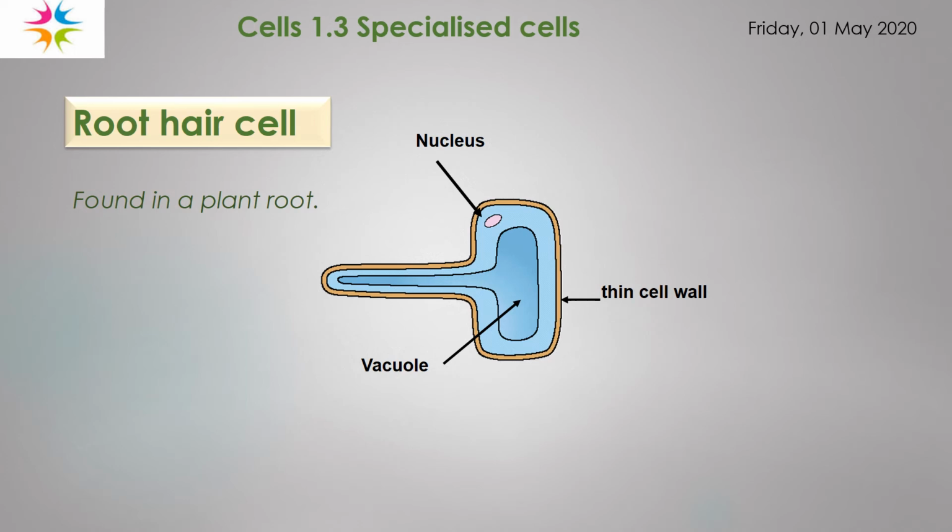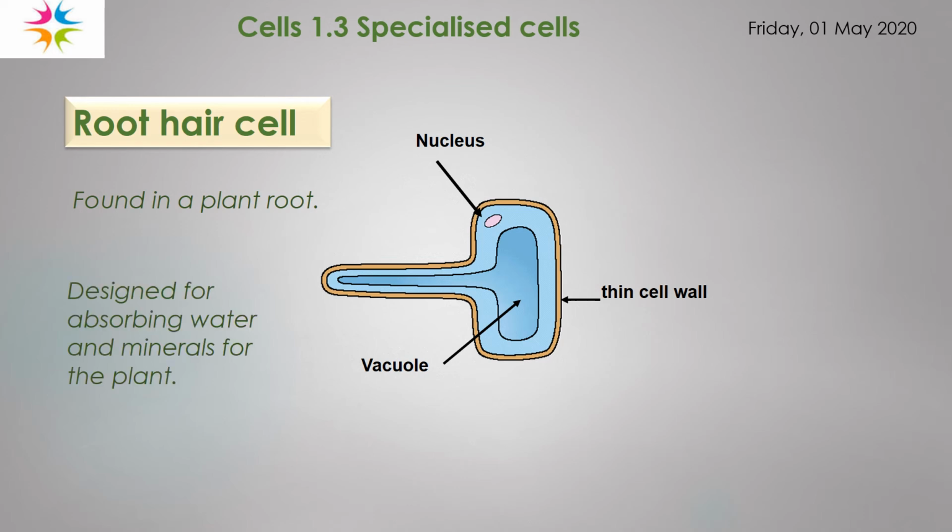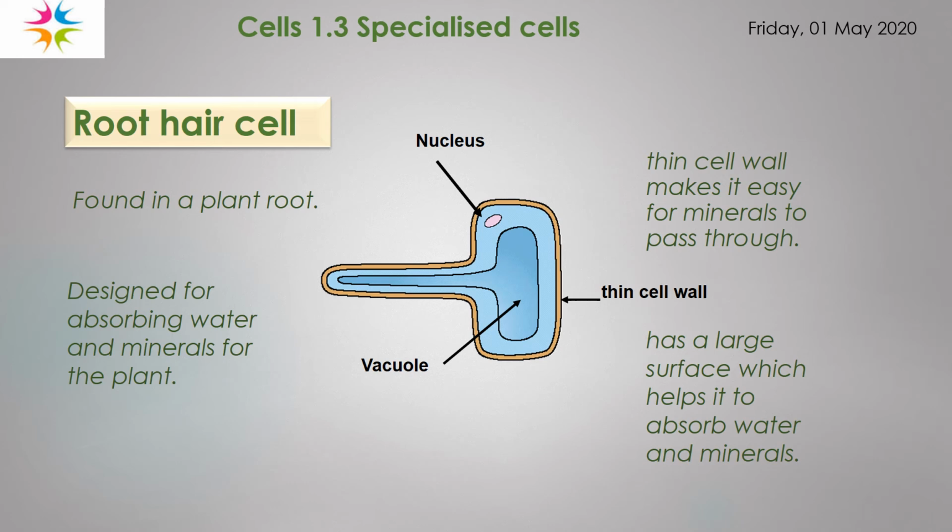Here's another specialized cell in a plant. It's a root hair cell. It's designed for absorbing water and minerals or nutrients for the plant. They get these minerals, water, nutrients from the soil around them. It has a very thin cell wall, which makes it easier for these minerals and nutrients to pass through. And it has a large surface area which helps it to absorb water and minerals.